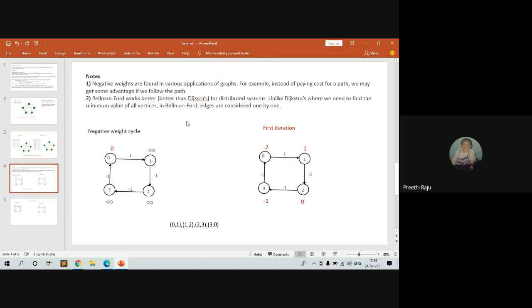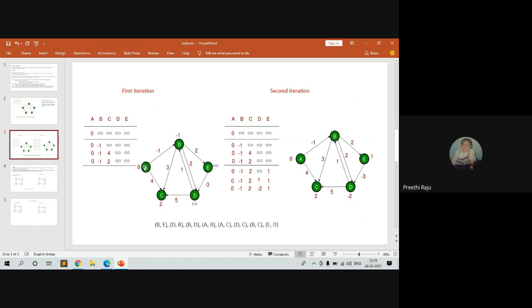And then Bellman-Ford works better than Dijkstra for distributed systems. In Dijkstra's, we need to find the minimum value of all vertices. In Bellman-Ford, edges are considered one by one. In this Bellman-Ford algorithm, each edge is calculated, and then through those edges, we have to find the weight of the shortest path for each node.